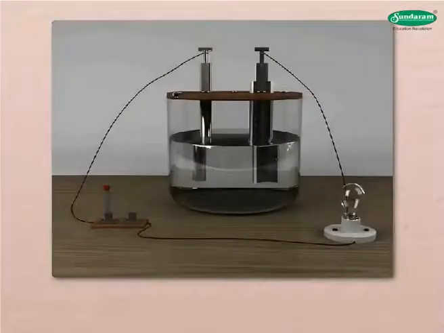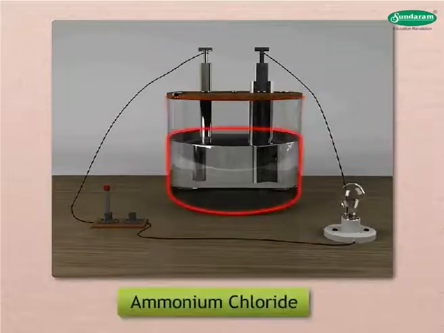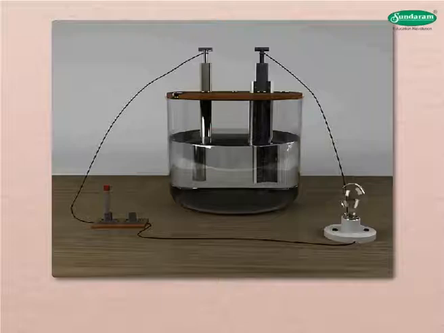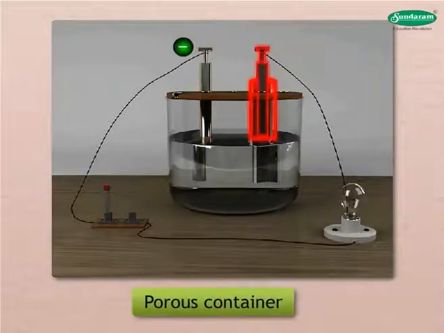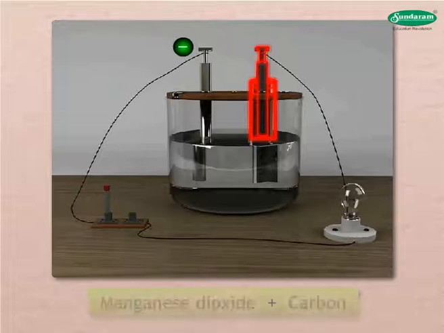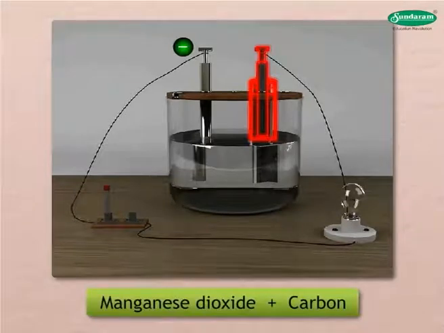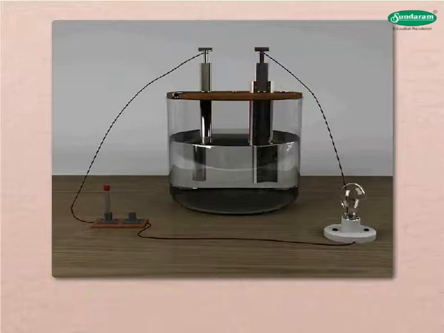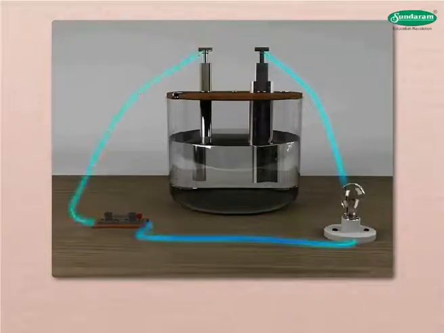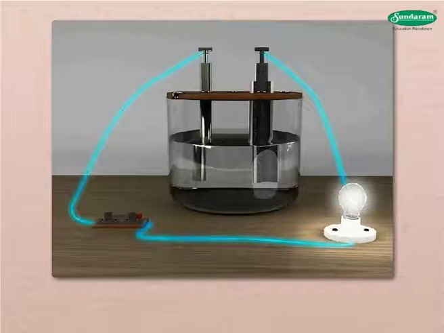Leclanché cell consists of an outer glass vessel which is filled with ammonium chloride solution. This vessel contains a zinc rod acting as negative pole and a porous container containing mixture of powdered manganese dioxide and carbon which acts as positive pole. The current starts flowing due to the chemical reaction taking place between manganese dioxide and ammonium chloride.